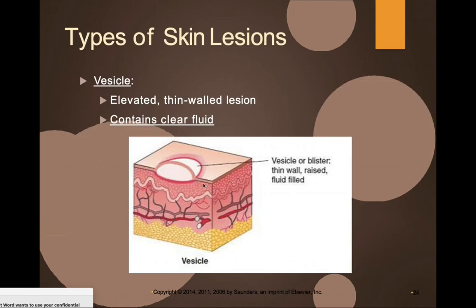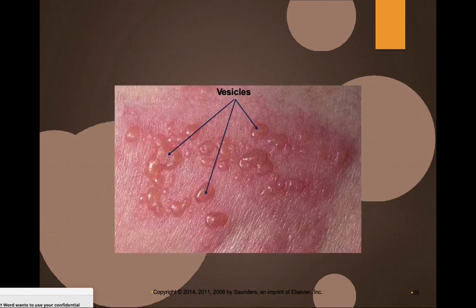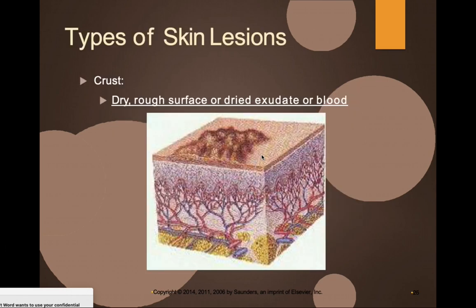A vesicle, you can see it looks like it's a blister. It's got a thin wall, it's raised, but this one has clear fluid associated with that. That is a vesicle. So there are going to be many lesions that you'll see have vesicles in it. Here's a vesicle, right? Looks like little blisters. We'll see this type of appearance with herpes up around the lip, okay?